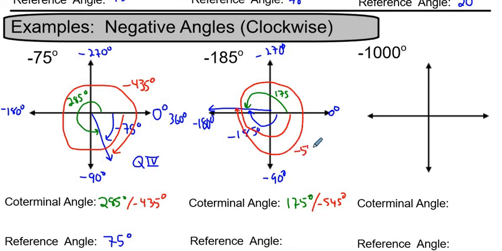So in this case, the reference angle would be 5 degrees because we're referencing quadrant 2 to 180. This is 175 or negative 185. However you look at that, the distance to the x-axis is 5 degrees.